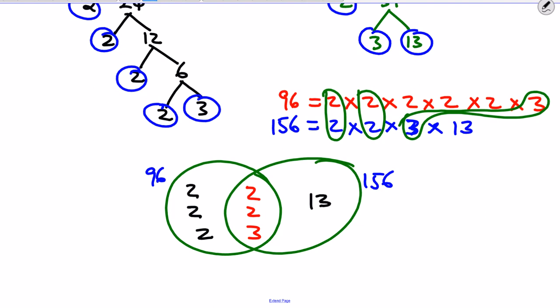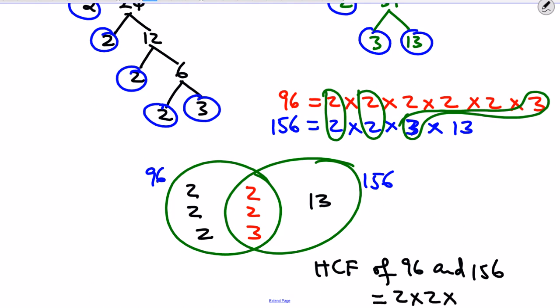So the highest common factor of 96 and 156 will be equal to 2 multiplied by 2 multiplied by 3, which is equal to 12.